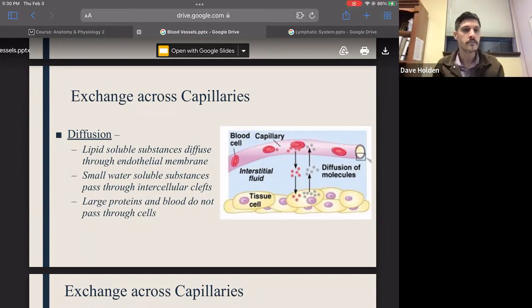Diffusion. So diffusion will occur with lipid soluble substances. So things that can dissolve in fat. These will diffuse through the endothelial membrane. If the substance is water soluble, it will pass through the intercellular clefts. Large proteins, and most importantly, blood itself, do not pass through the cells. Large molecules and blood have to find some other way to get out. They can't diffuse, is what I'm saying.